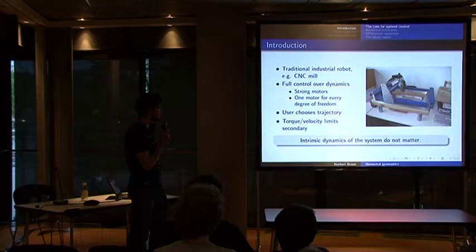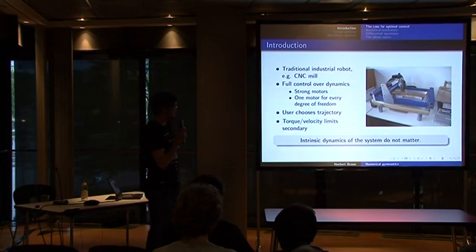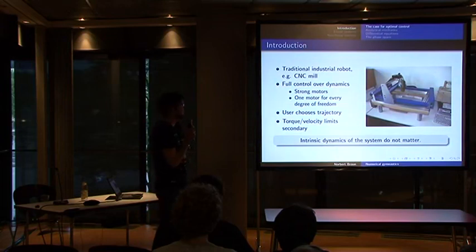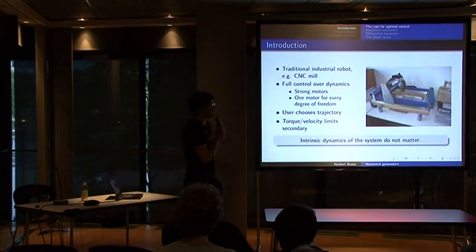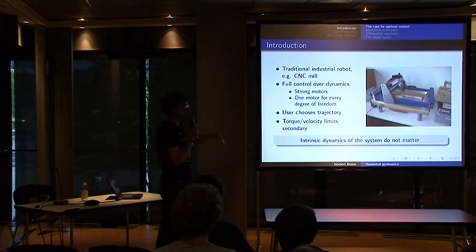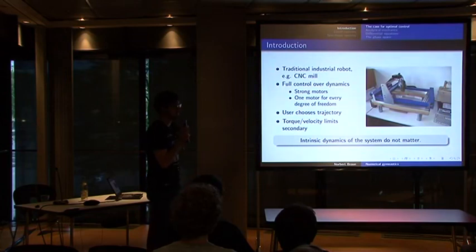Of course, the motors still aren't infinitely large, so you have torque and velocity limits for the motors. But unless you go totally crazy with your path, they are more or less secondary. And the result of all this is that the intrinsic dynamics of the system don't matter. So when we write a program, G-code or something, that runs on this mill, then we don't really have to know how much the portal weighs, or if there's any crosstalk between the axes. We just tell it to go from there to there, and it does it.